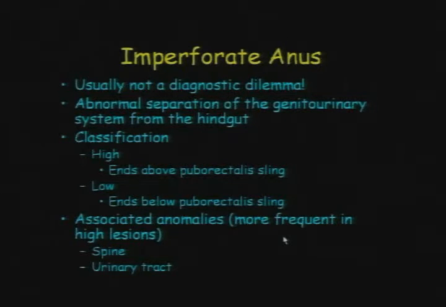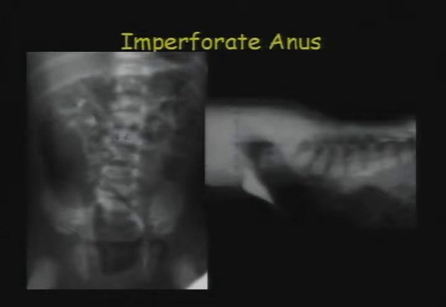Imperforate anus is usually not a diagnostic dilemma, but the important thing for you is to try to figure out sometimes if it's high or low, and then to look for the associated abnormalities, which can be renal abnormalities or spine abnormalities, especially if it's a high imperforate anus.